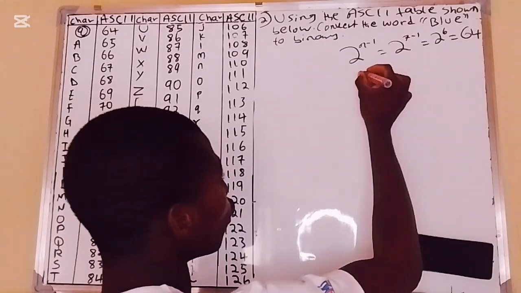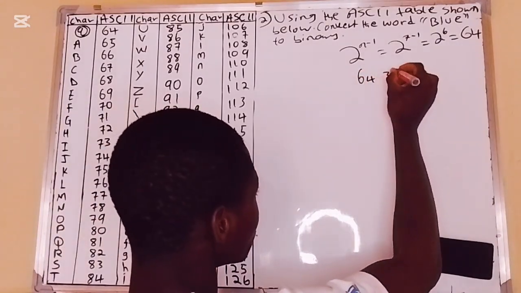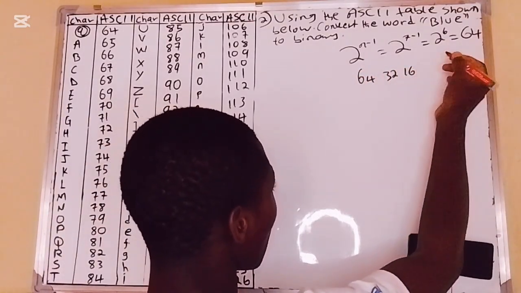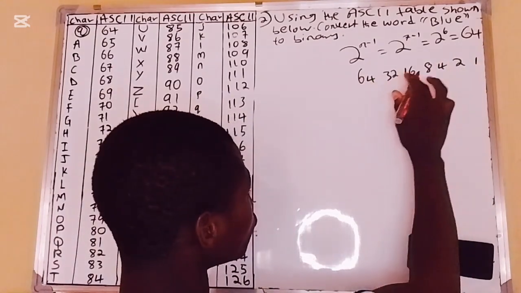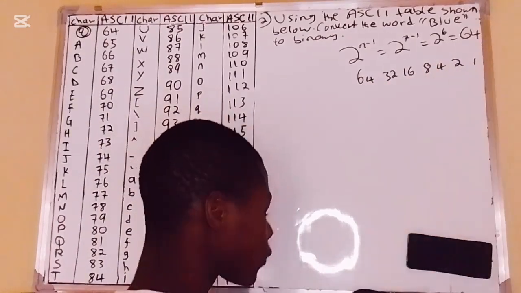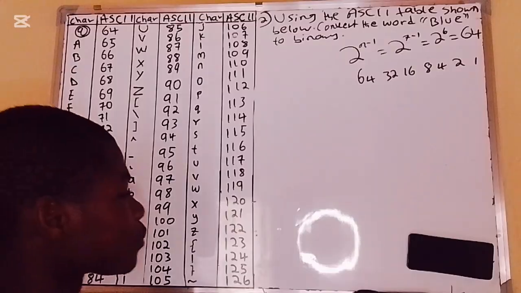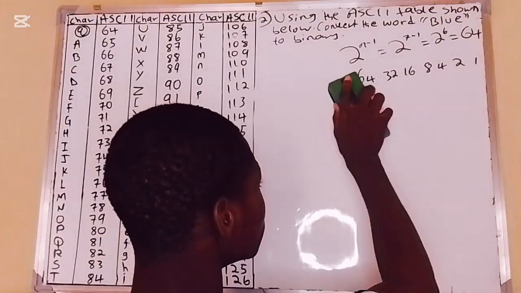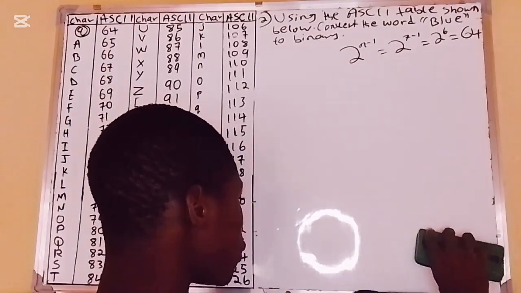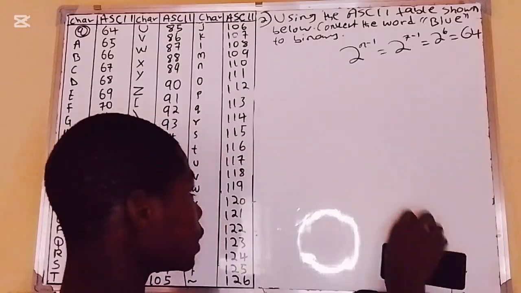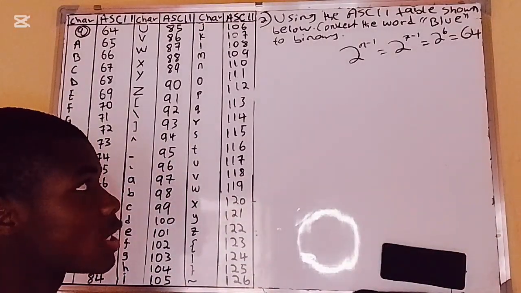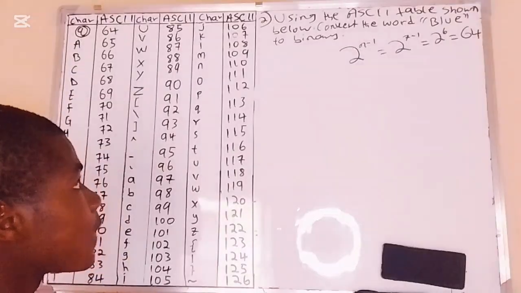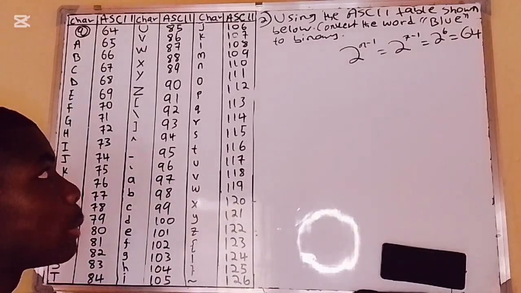It means that we have 64, 32, 16, 8, 4, 2, 1. That is 1, 2, 3, 4, 5, 6, 7. So this is what we mean by the placement of ASCII code in binary, which starts at 64, and the binary bit is 7. So how can we convert the word below to binary?